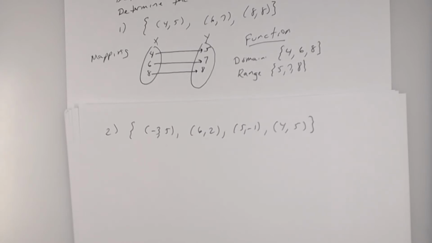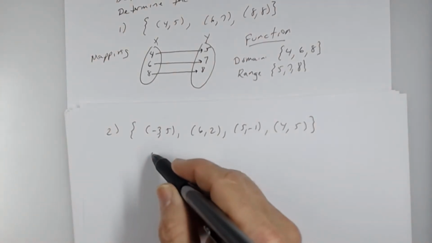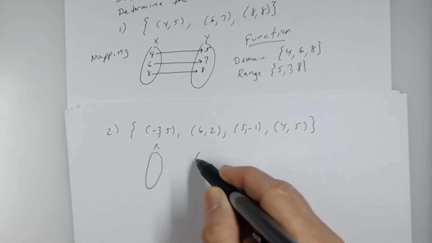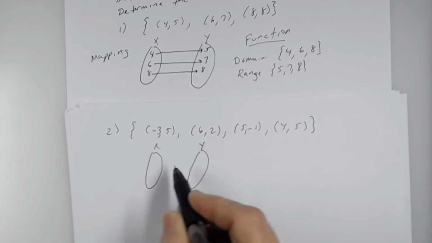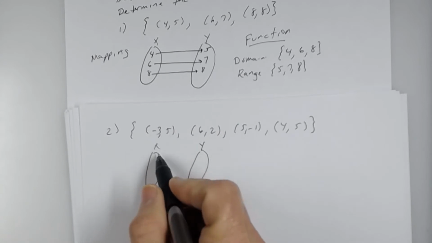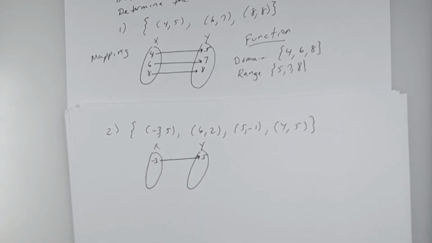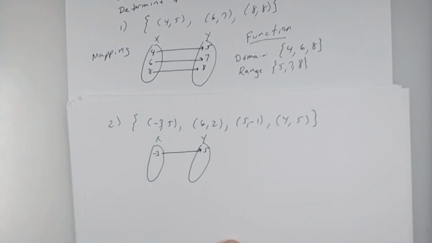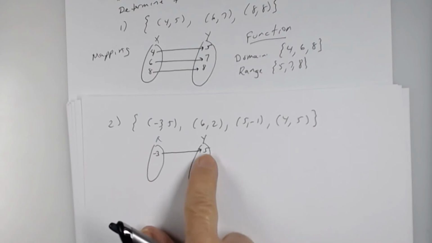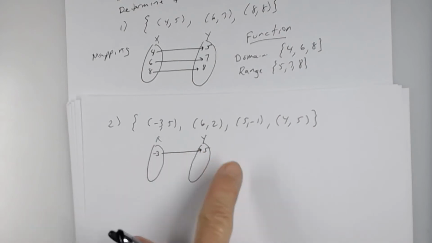Okay, so let's first of all determine if it's a function or not. So use the mapping. Sometimes the mapping works for people. You don't have to use it if you don't want to. So I'm going to say x, y. Let's do the first point. When x is negative 3, what's my y value? 5. So far we're okay because when x is negative 3, what's the only y value that I'm associating with it? Just 5.